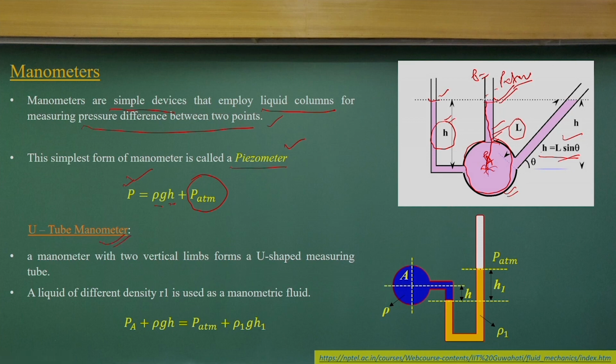That means we do not just insert a column, we make a U-shape manometer. We also put a different fluid in this. For example, we will have a different liquid, heavier or lighter than the fluid carried by these pipes.